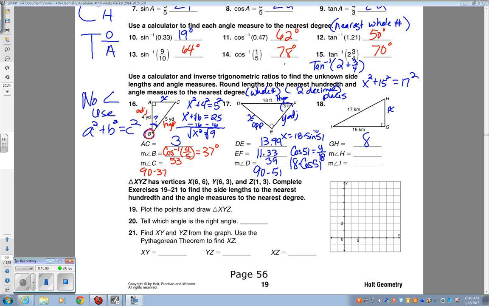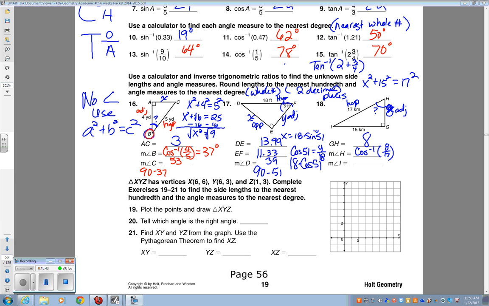You should have 8 for GH. Now, we need to find angle H. That missing angle there. 17 is the hypotenuse. If I put 8 here, okay, that's adjacent. So what could I use if I use adjacent hypotenuse? Cosine. Now, because we're trying to find the angle, you now have to do the inverse of 8 over 17. Put that in your calculator and let's see if we can get the angle measure.